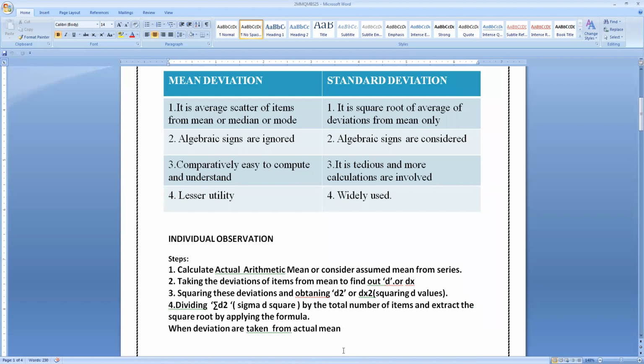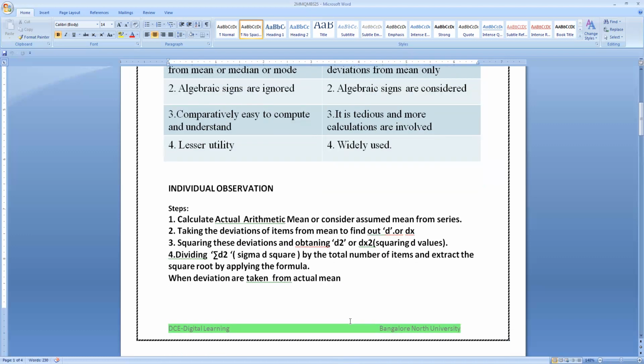Let us see how, in the case of individual observations or an individual series, the standard deviation is calculated. We can calculate the standard deviation both by the actual mean method and by the assumed mean method. What are the steps to be followed? First, we should take the deviations from the mean to find d or dx. We denote the deviation with the alphabet d or deviation of x.